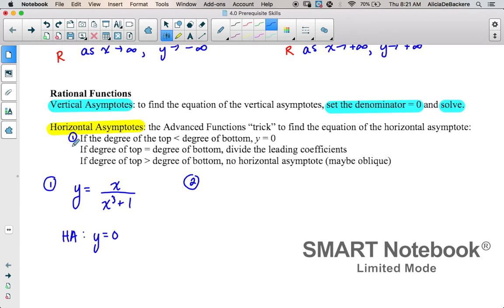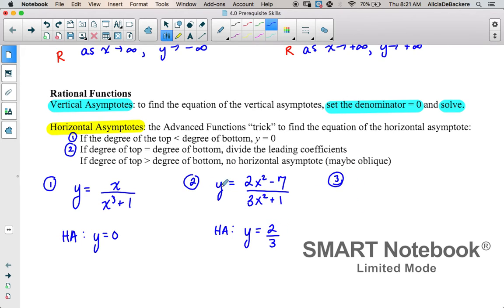In the second case, if the degree of the top is equal to the degree of the bottom, so this time let's say I've got like 2x squared minus 7 over 3x squared plus 1. In this case, the degree of the top and the degree of the bottom are both 2. So to find my horizontal asymptote, I divide the leading coefficients. So the leading coefficients here are 2 and 3, and my horizontal asymptote is 2/3.